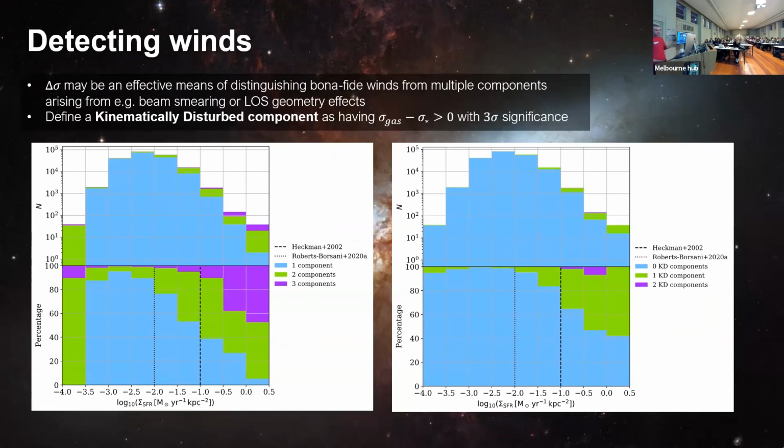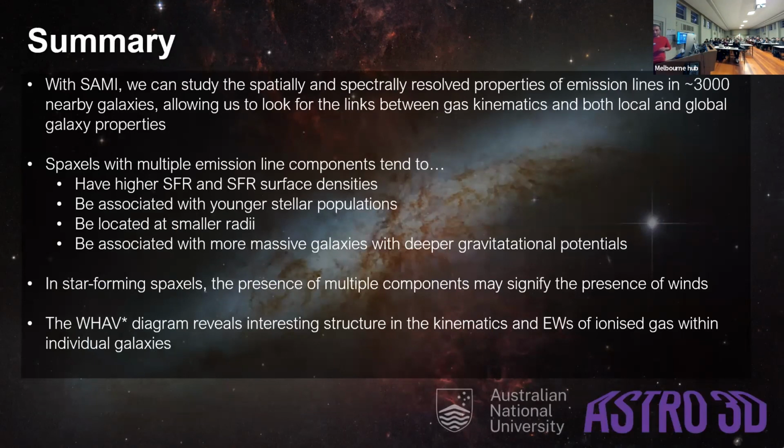And so what this tells us is this delta sigma parameter might be a good way to actually distinguish true winds in a spaxel from multiple components that could arise from observational effects such as beam smearing or simply line of sight geometry effects. And so we can define a kinematically disturbed component as having this delta sigma greater than 0 with 3 sigma significance. And if we plot the prevalence of these kinematically disturbed components as a function of the star formation rate surface density, we indeed see there's a really strong correlation there. But this is all very preliminary. And I think I'll just leave you with my summary there.